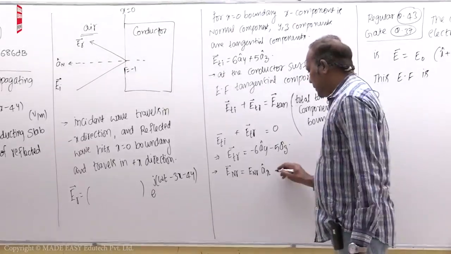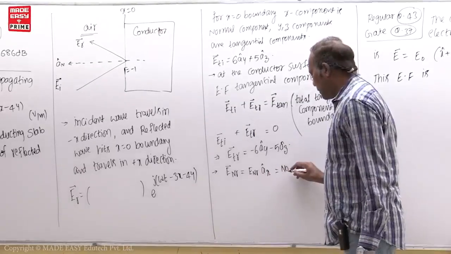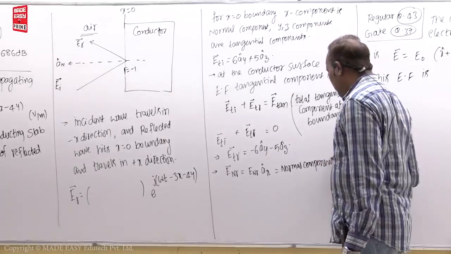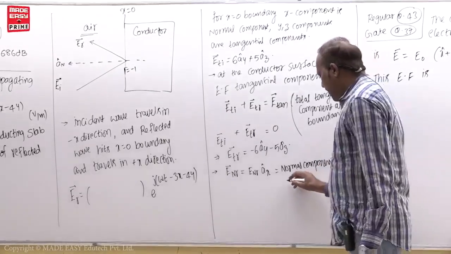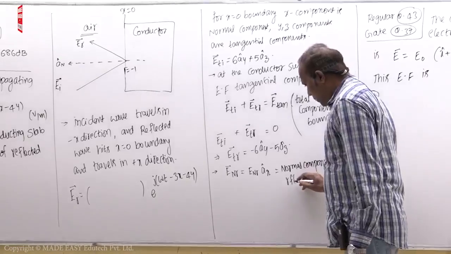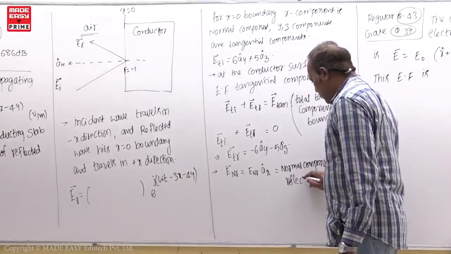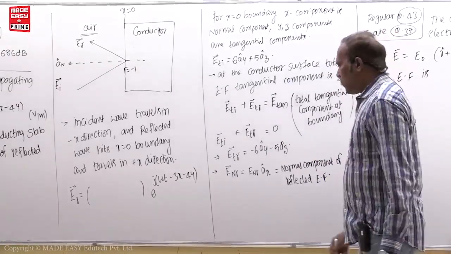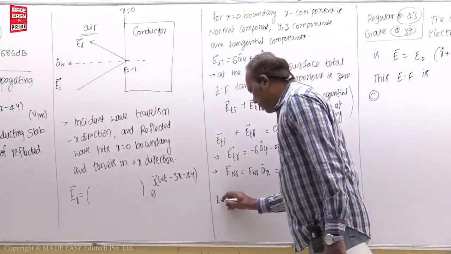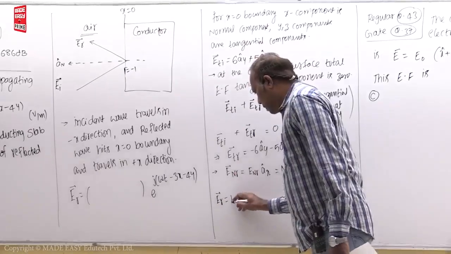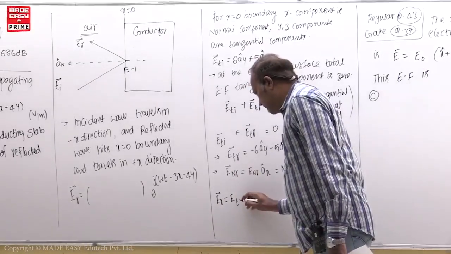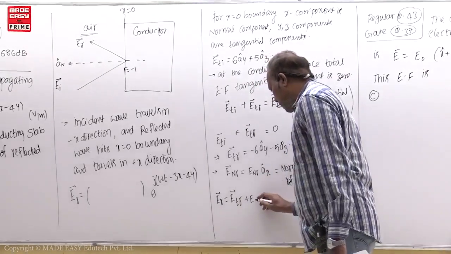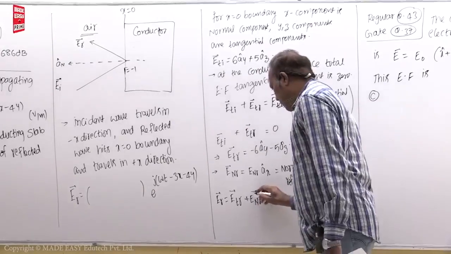So the normal component, what is this? We do not know the value of this. That is the normal component of the reflected electric field. Now the reflected electric field is equal to the tangential component of the reflected field plus the normal component of the reflected field.